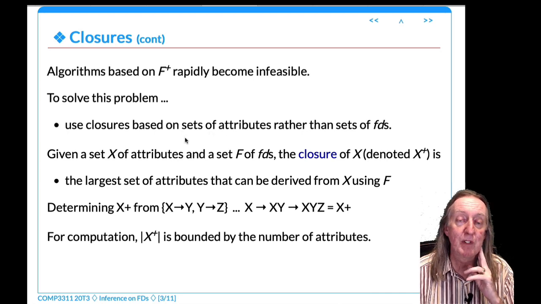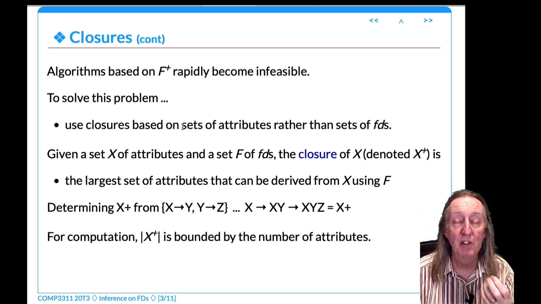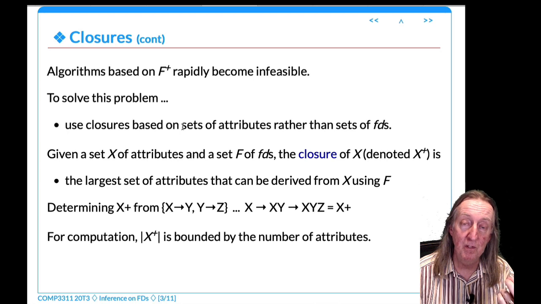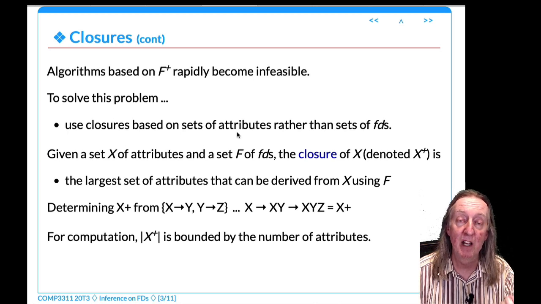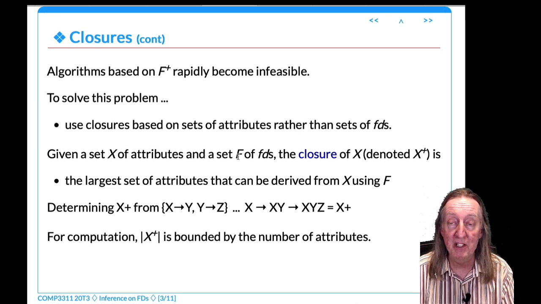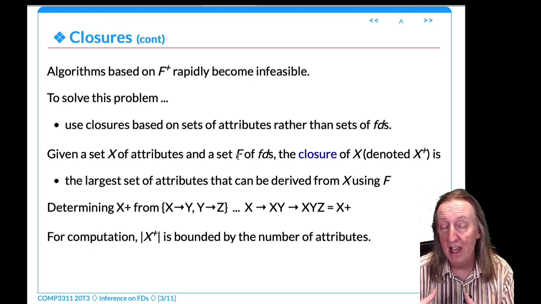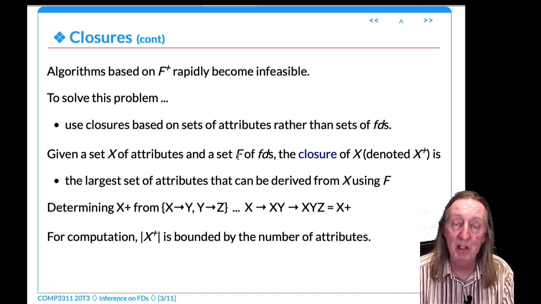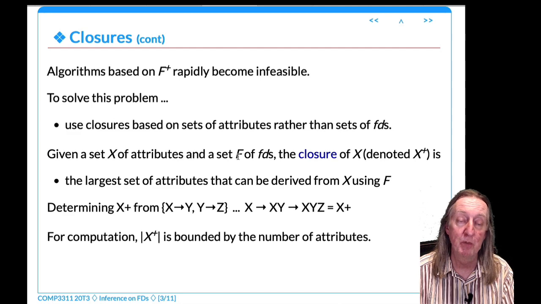But a trick that we can pull is to not compute a closure on dependencies, but a closure on a set of attributes. So given a set of attributes and a set of functional dependencies, we use the FDs to derive, if you like, new attributes, add them into the set of attributes, and when we can no longer add any more attributes, we've got an attribute closure.